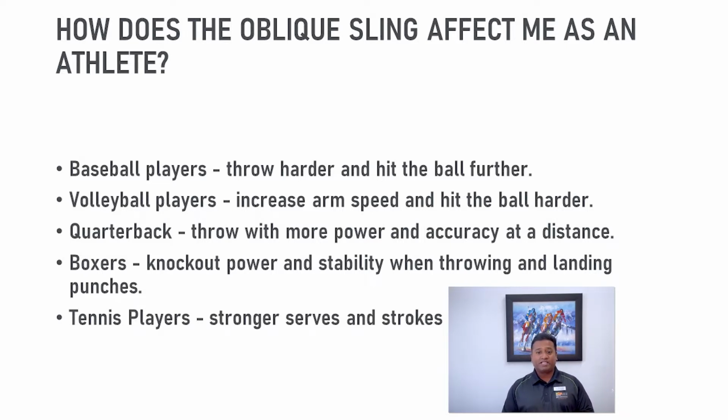And for volleyball players, again, you can increase arm speed, right? When you're jumping and training, the arm speed comes from the anterior oblique sling, right? The arm speed for punching the ball and also hitting the ball very hard. So for volleyball players, it can be done that way.